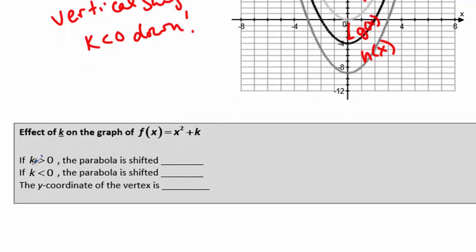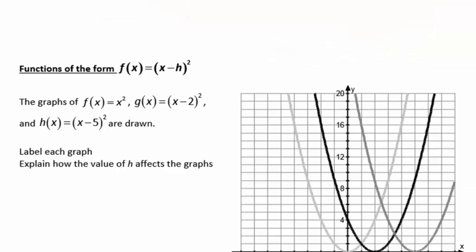Summary here. K greater than 0, the parabola is shifted up. K less than 0, the parabola is shifted down. Now, the k component is shifting the y-coordinate of the vertex. So the y-coordinate of the vertex is k. Next page.